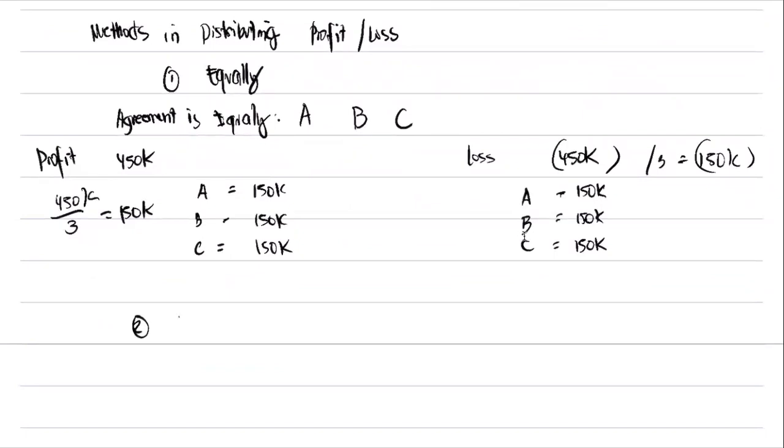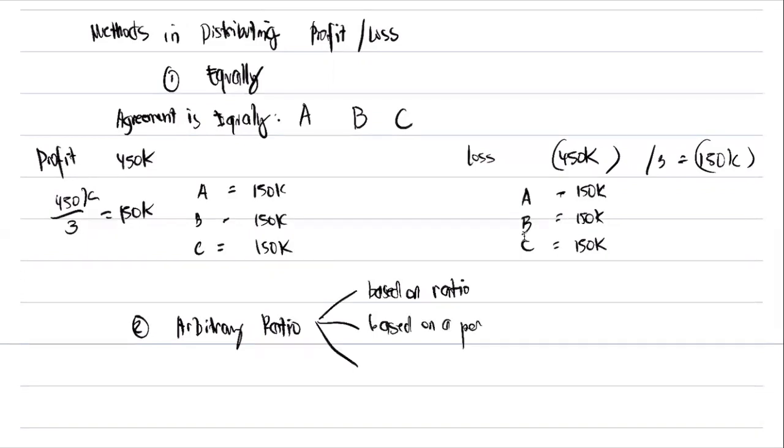Now, if there is an arbitrary ratio. What are these arbitrary ratio? It can be based on a ratio. It can be based on a percentage. It can be based on a ratio or percentage.